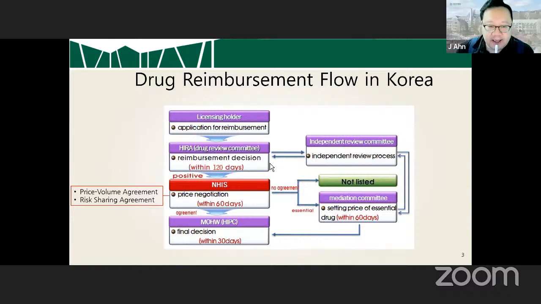And at each stage, when they fail to move on to the next stage, there are some other measures, such as the Independent Review Committee, which was installed after the Korea-US FTA. At the NHIS stage, if they cannot agree on the price, then simply it is not listed, or if the drug is essential, then there is a mediation committee.